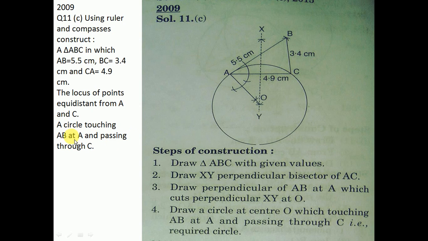A circle touching AB at A and passing through C. This is AB, meaning AB is a tangent. It should touch at A and it should pass through C. So from these two loci, we must take a point. We know that a tangent always makes 90 degrees with the radius at the point of contact. Please understand, please remember. It should touch AB at A.